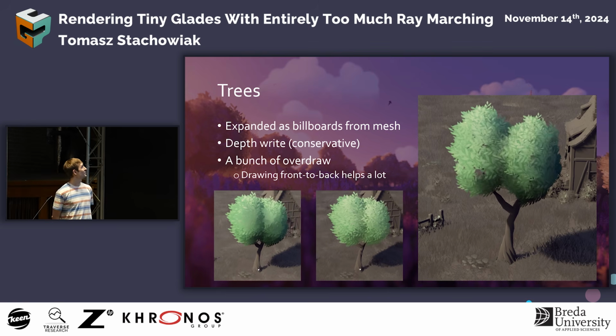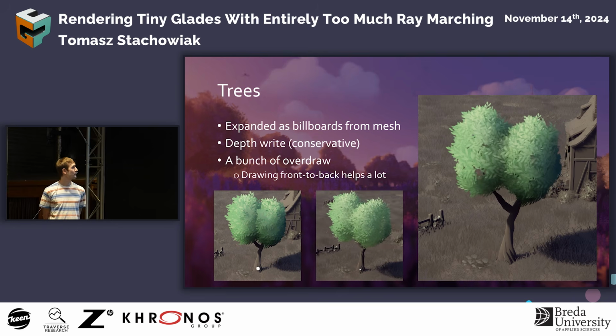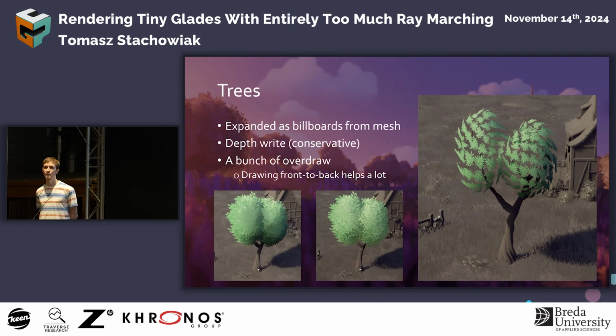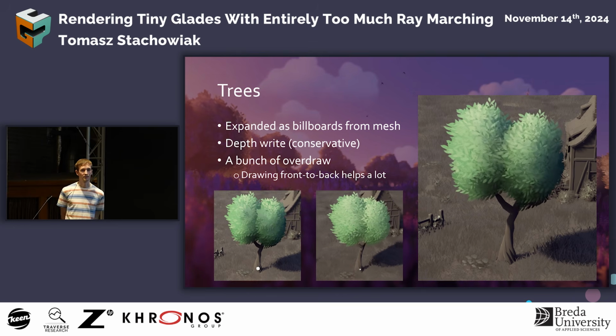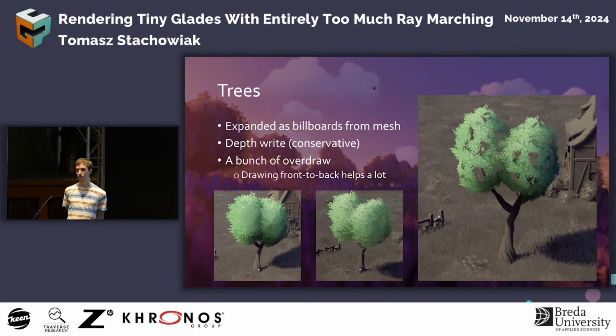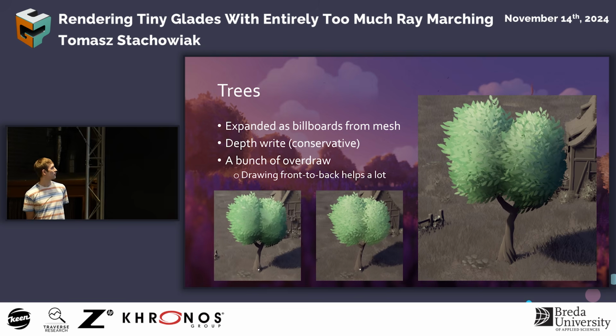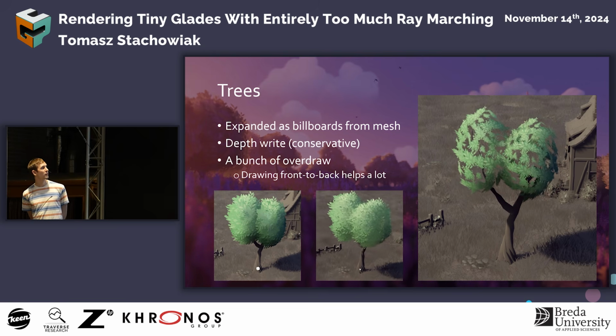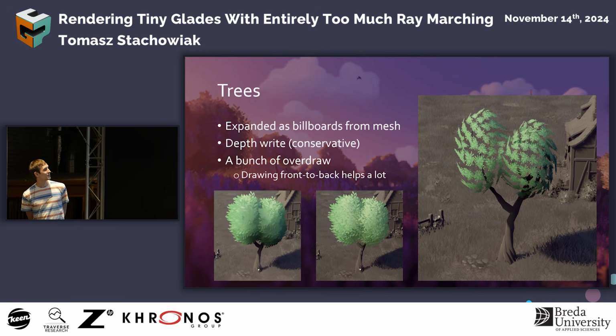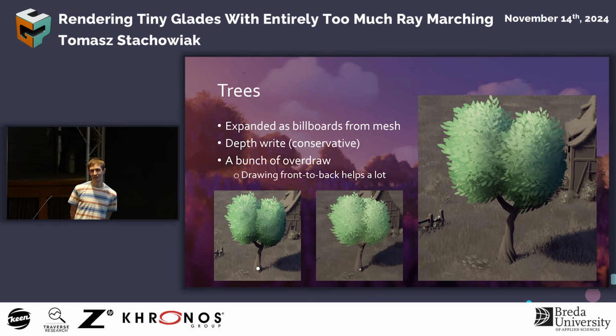But not everything is so simple. For example, our trees use a scheme of expanding billboards from geometry. And that scheme introduces a bunch of overdraw. And on top of that, we also have depth writing in order to break up the detail, to actually make it appear like we have individual leaves. Which means that the whole pass becomes more overdraw heavy, and we need to do something more.